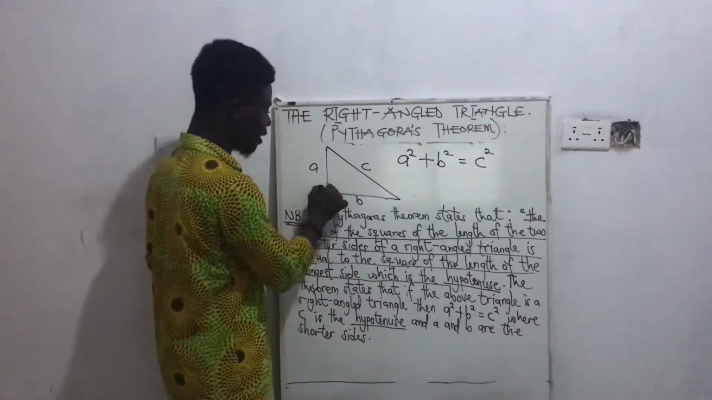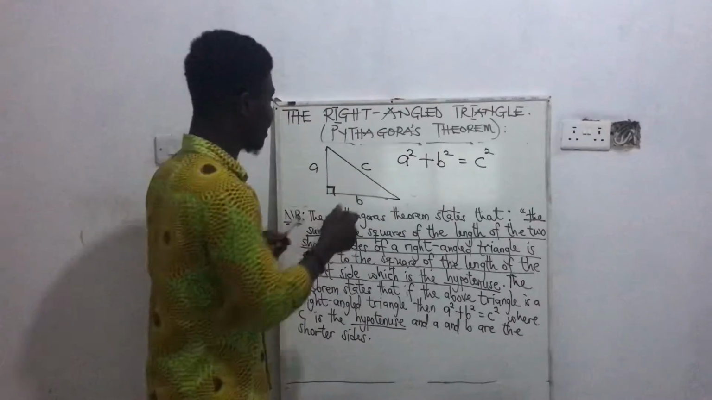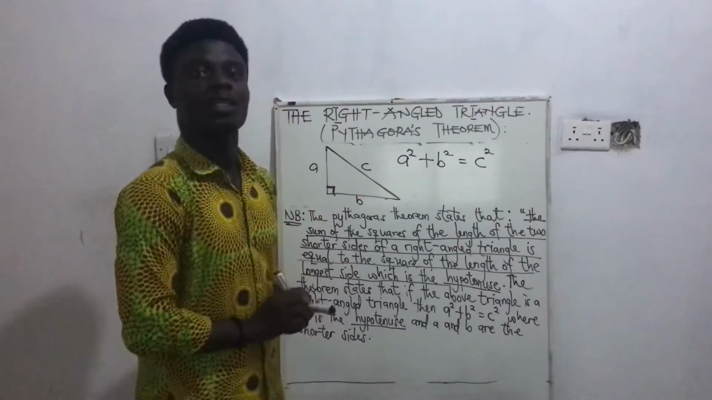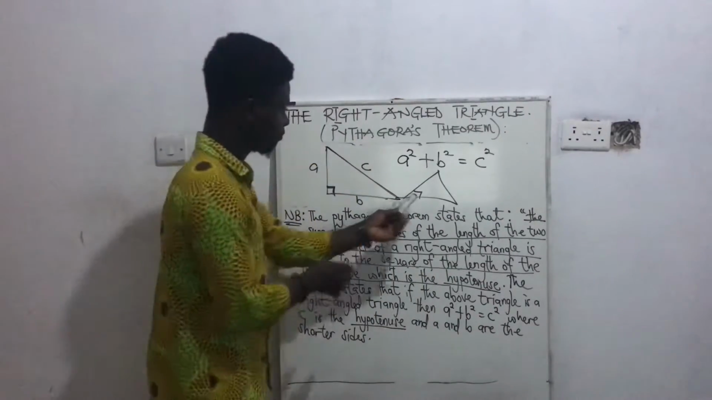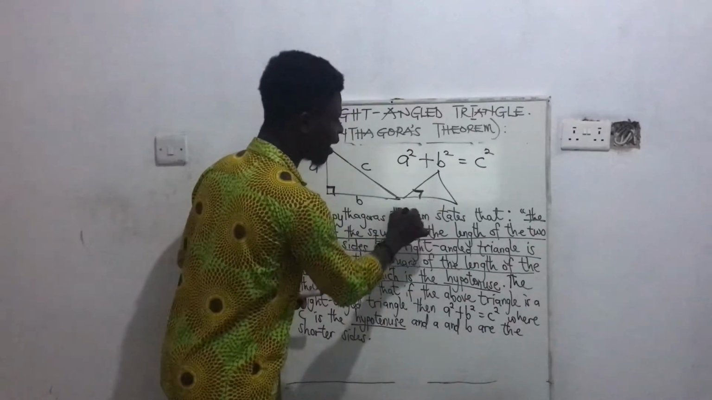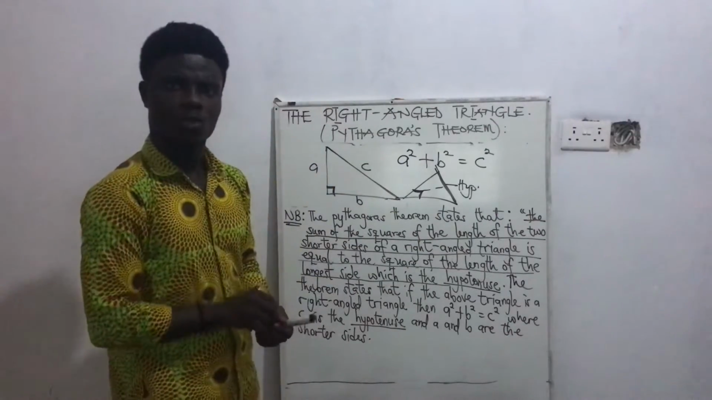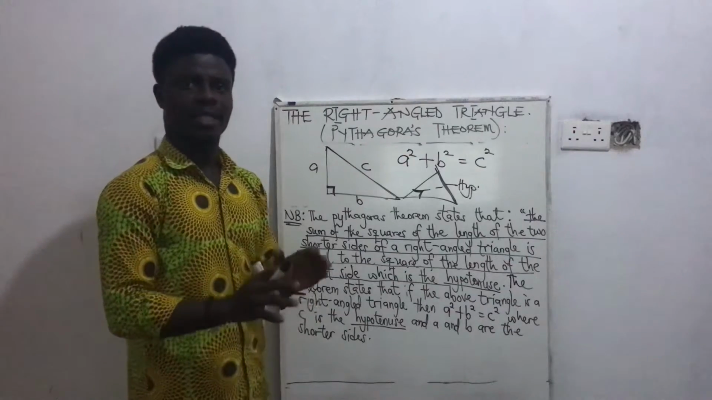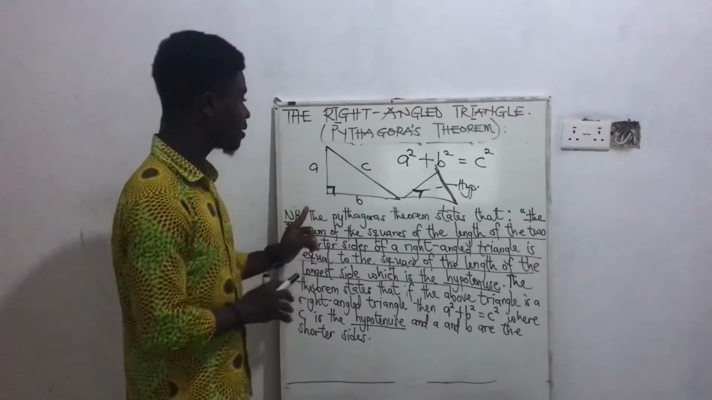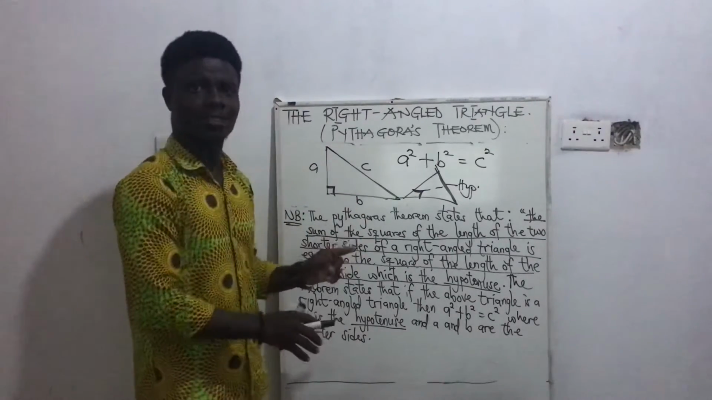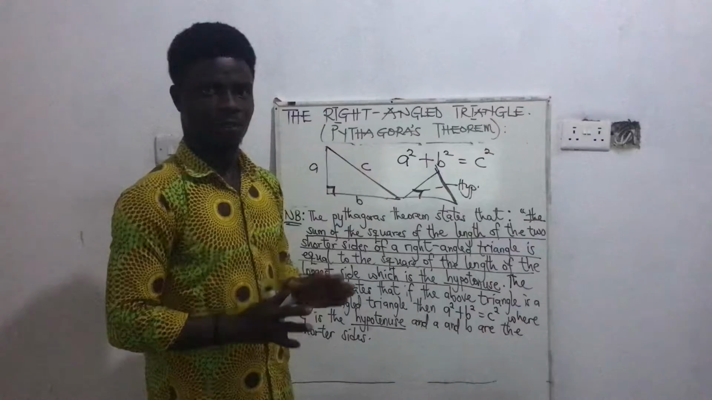And always check where the right angle faces, then that side becomes the hypotenuse. So I can draw a triangle, then I'll place my right angle here. It means that where this right angle faces, this side becomes the hypotenuse. So always you have to check where the hypotenuse is. Where the right angle faces, that side becomes the hypotenuse.